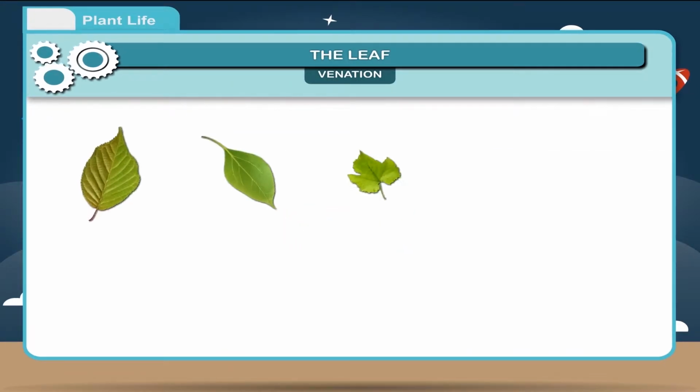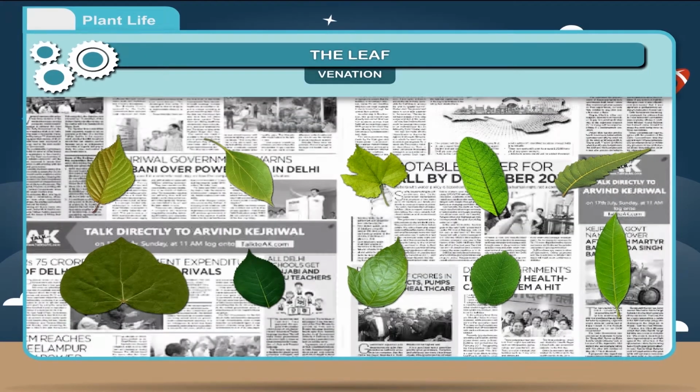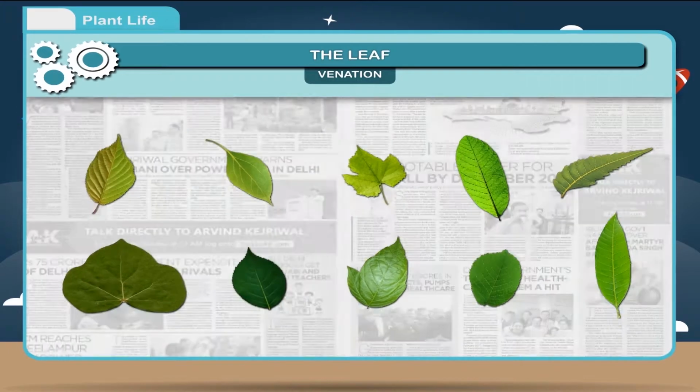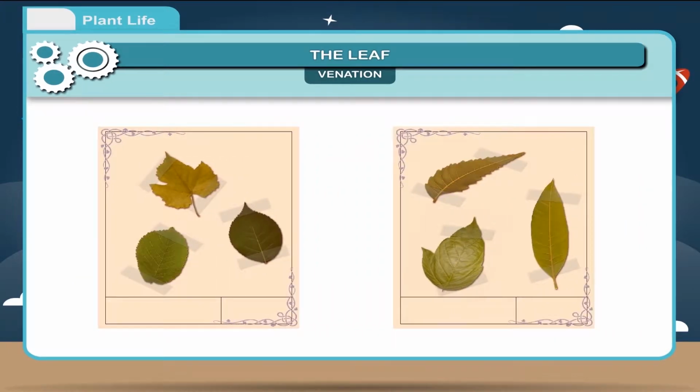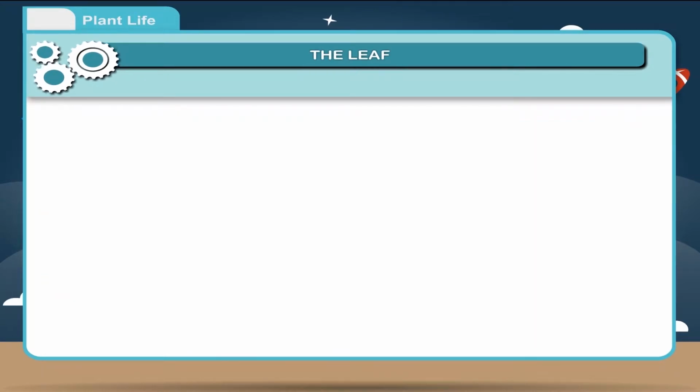Activity. Collect 10 different types of leaves, dry them by pressing between newspapers. Paste them on a herbarium sheet. Observe their venation, shape, and margin of the leaf.